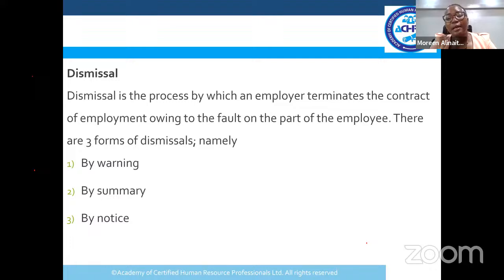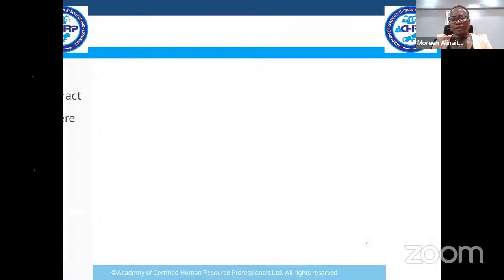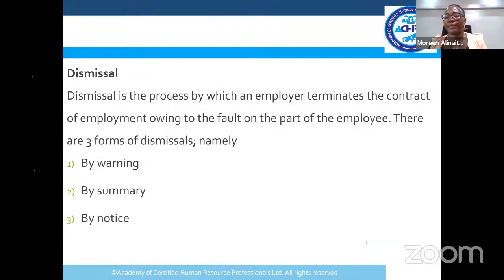Also, an employment contract can come to an end when there is dismissal. Dismissal is a process by which an employer terminates a contract of employment owing to the fault on the part of the employee. There are 3 forms of dismissal, namely 1, by warning, 2, summary dismissal, 3, by notice. For example, you can just say, you did not do this well. For that reason, I'm giving you 1 month notice. Starting on this day, your service will no longer be required.